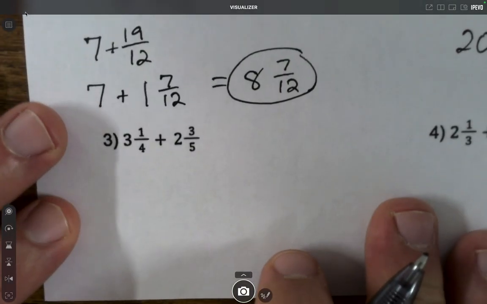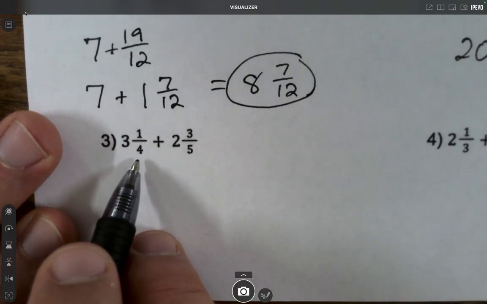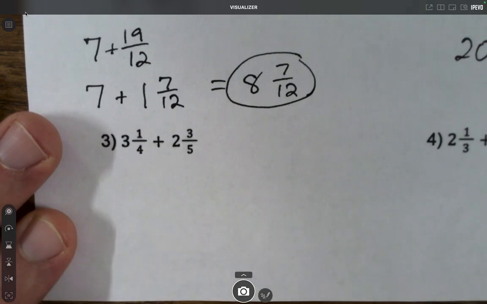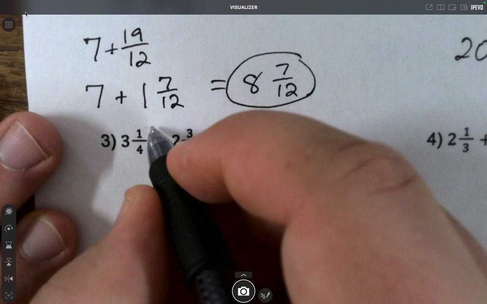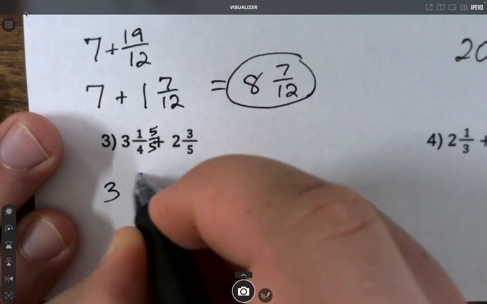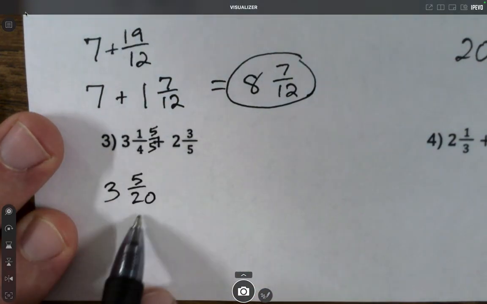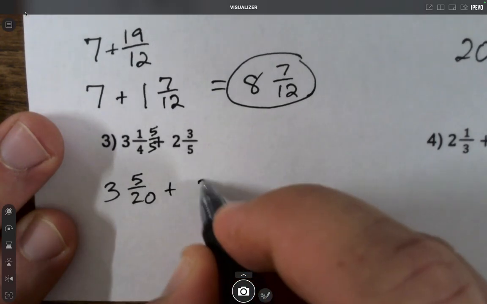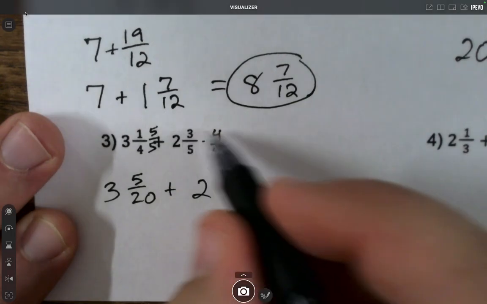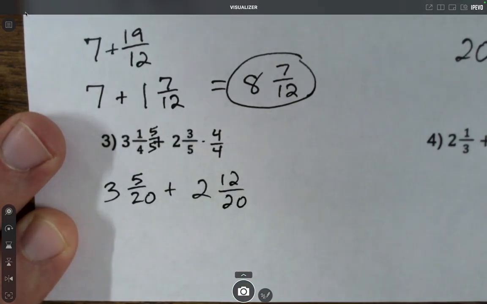Okay, number 3, same process. Write it horizontally. Check. Find a common denominator. For 4 and 5, 20 is the smallest number that would go into both. So I need to multiply this one by 5 over 5, because 4 times 5 is 20. So 1 times 5 is 5, 4 times 5 is 20. Need to multiply this one top and bottom by 4. 3 times 4 is 12, 5 times 4 is 20.